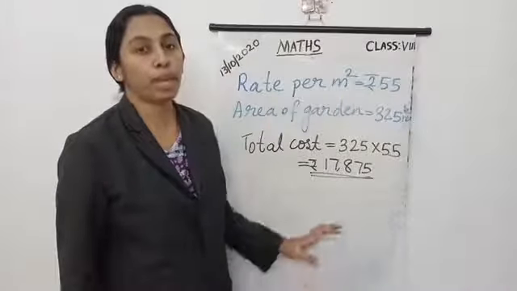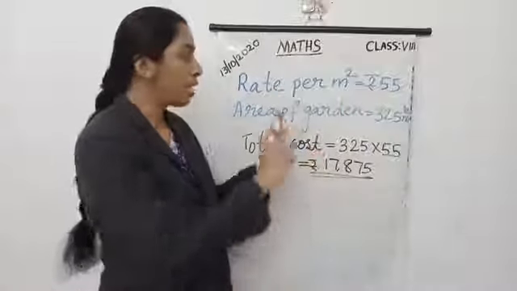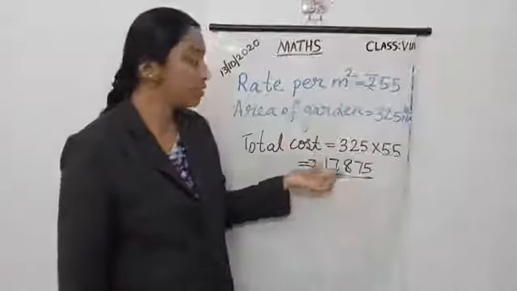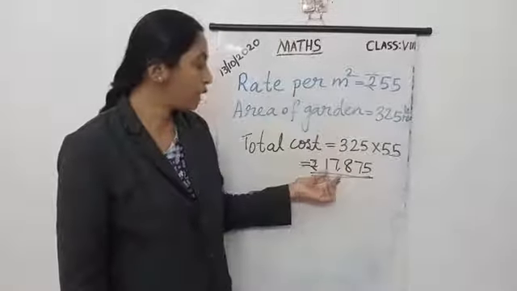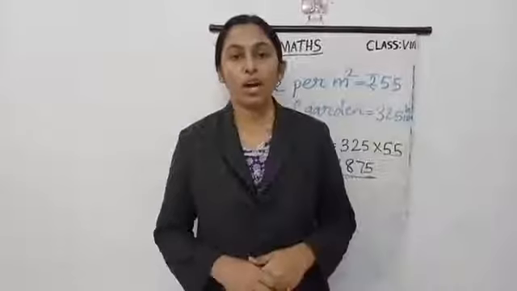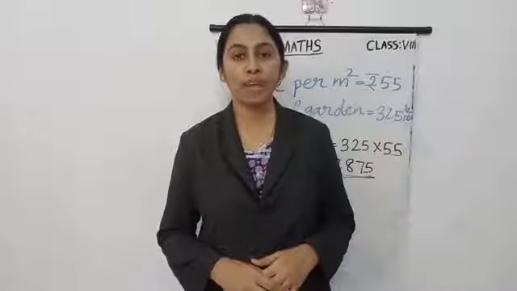So the cost of developing a garden around that house is rupees 17,875. Hope all of you understood very well.